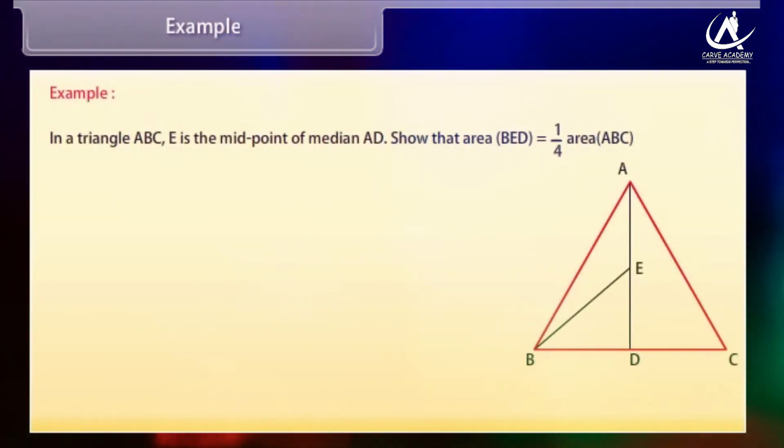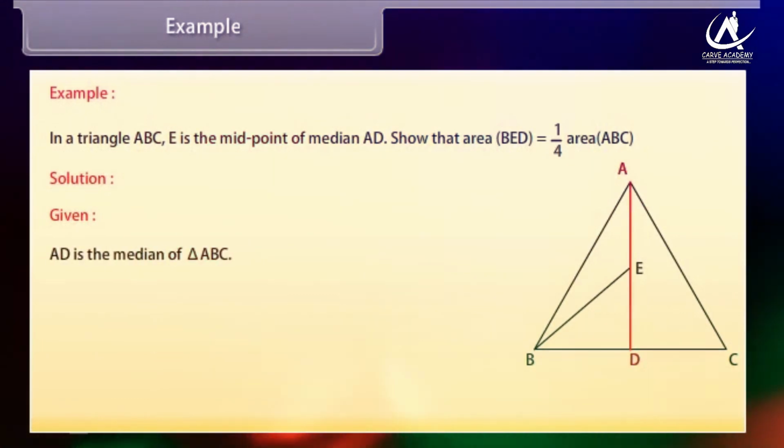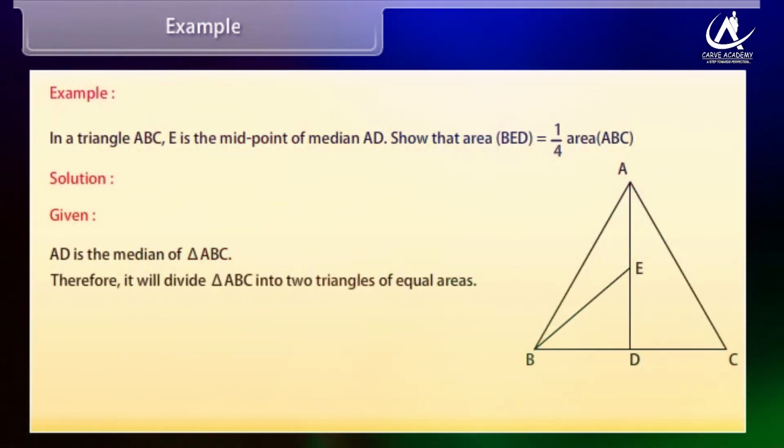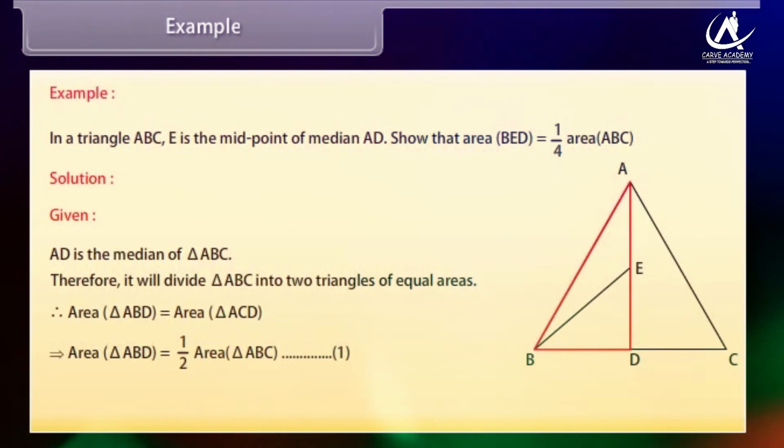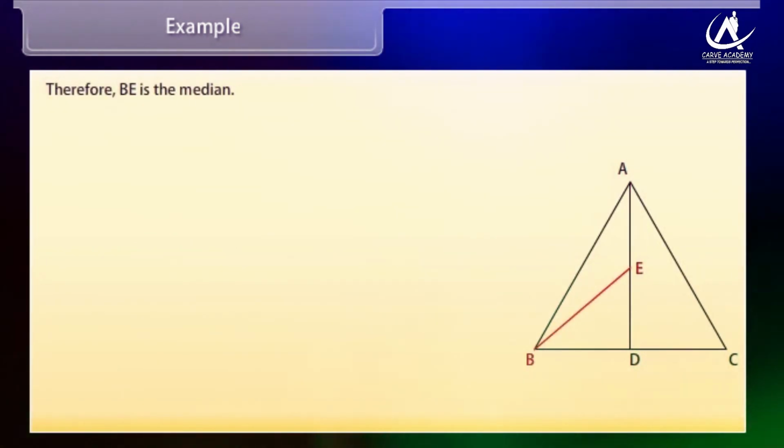Example. In a triangle ABC, E is the midpoint of median AD. Show that area BED is equal to 1 upon 4 area of triangle ABC. Solution. Given that AD is the median of triangle ABC, therefore, it will divide triangle ABC into two triangles of equal areas. Therefore, area of triangle ABD is equal to area of triangle ACD, which implies that area of triangle ABD is equal to 1 upon 2 area of triangle ABC. Mark it as 1.